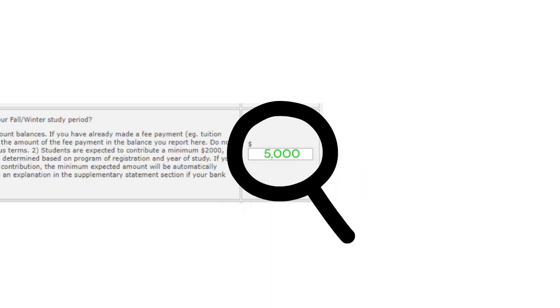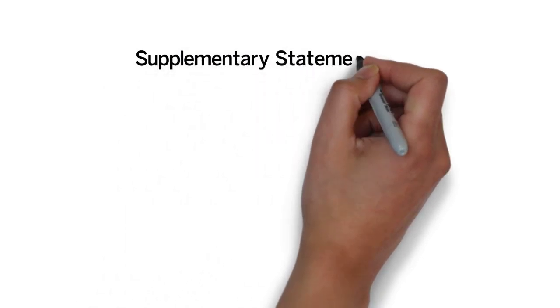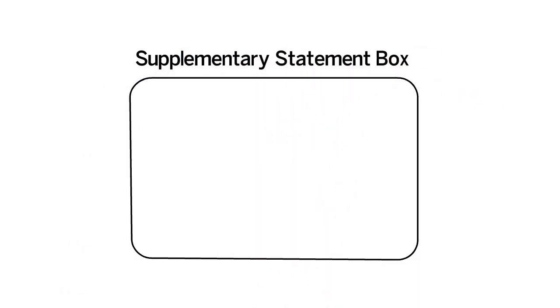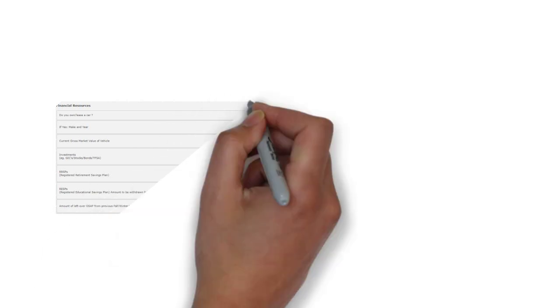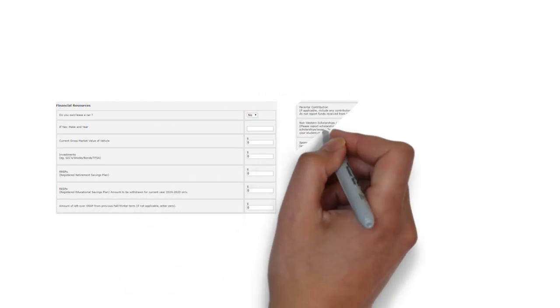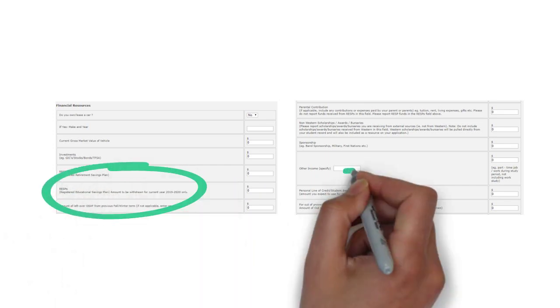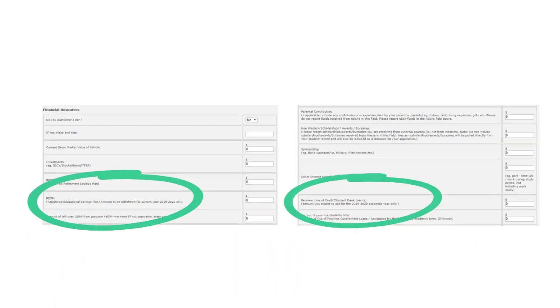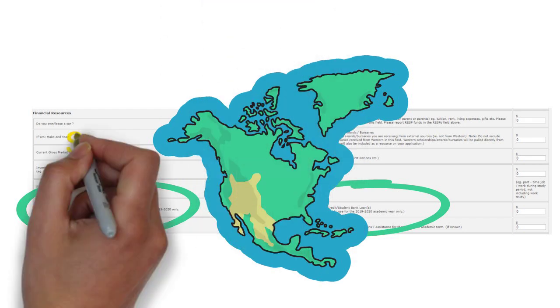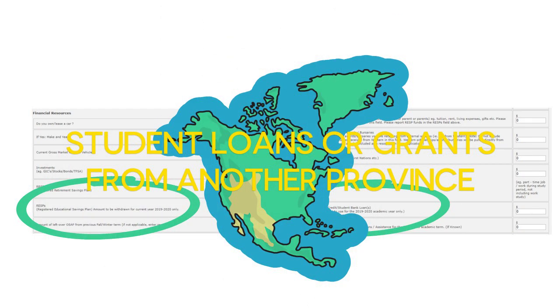If there is any additional information you wish to include, use the supplementary statement box at the bottom of this page. For your RESP and line of credit, we are only looking for the amount you are withdrawing this year. Do not include your OSAP assessment on this page. However, do enter if you have student loans or grants from another province.